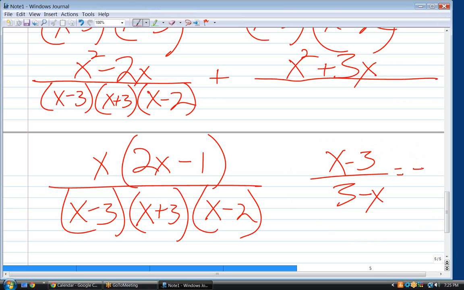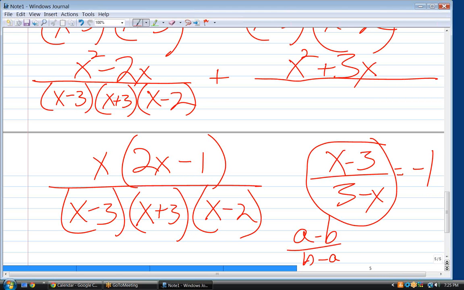That's the only kind of thing you can cancel without them being identical. In other words, over here on the left, I'm looking for something that's an x minus 3, an x plus 3, or an x minus 2 in the numerator. I didn't find it. But the only time I can cancel, if they're not identical, is when I have a minus b over b minus a, which is always equal to -1.